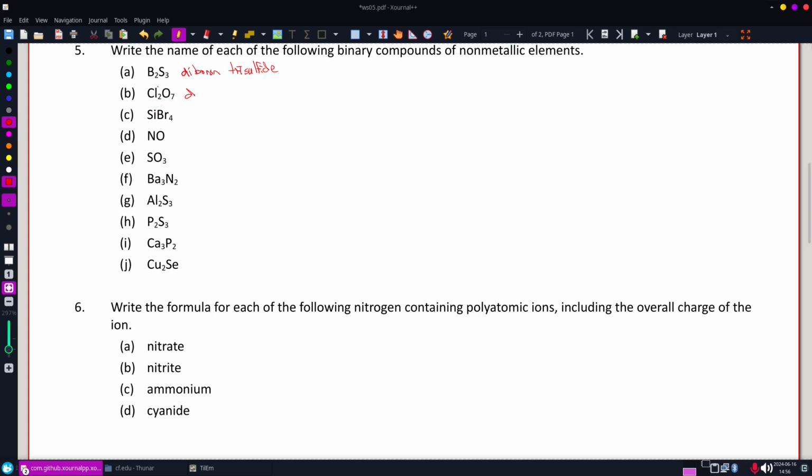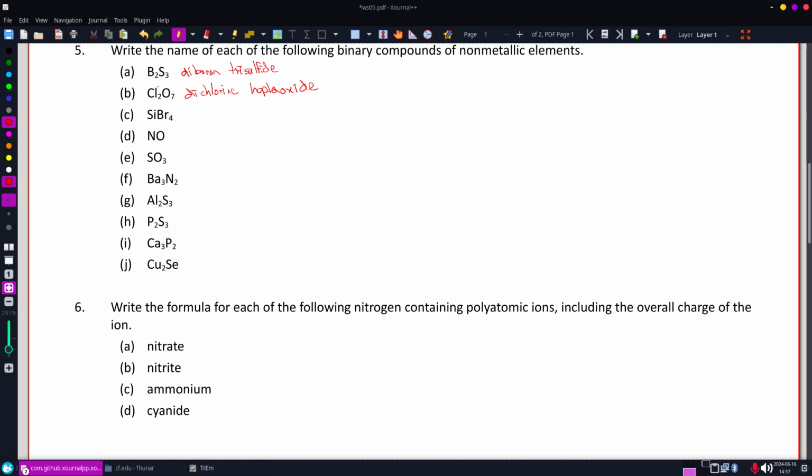So this is dichlorine heptaoxide. Hepta meaning 7. Now the next one is kind of a tricky one. If you look on our periodic table, you see that silicon is a metalloid, which does give it the ability to be a nonmetal sometimes and a metal others. So we have two possible names.